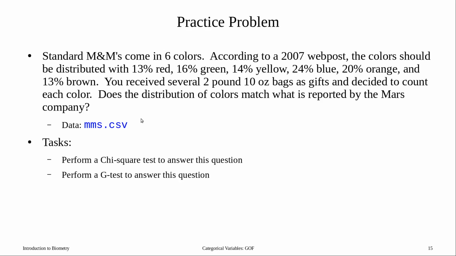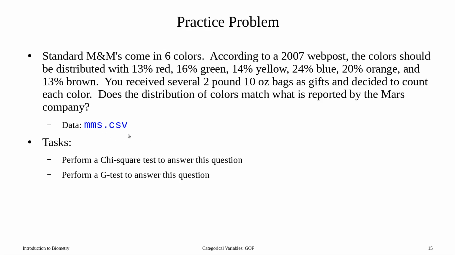All right, so here's one practice problem that you can do on your own. Standard M&Ms come in 6 colors. According to a 2007 web post, color should be distributed with 13% red, 16% green, 14% yellow, 24% blue, 20% orange, and 13% brown. I do say that they said six colors, but I think I've read that M&M's is phasing out the brown M&M's. So here's our distribution. We received several 2-pound 10-ounce bags as gifts and decided to count each color. Does the distribution of colors match what is reported by the Mars company?